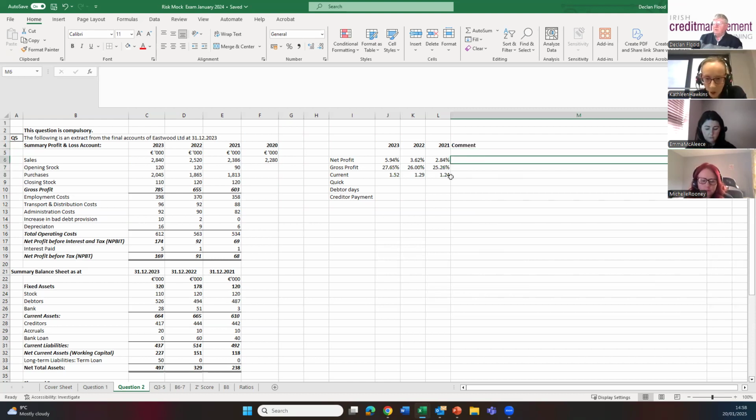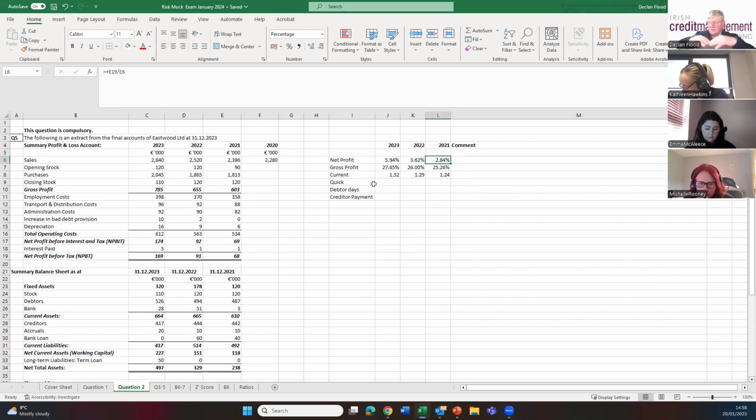So what we're looking for here is, so the net profit ratio. In this example, it's almost a perfect company. Your net profit was 2.84, it's gone to 3.6, it's gone to 5.9. So the net profit is going up year on year on year, which is brilliant. My gross profit is going up.